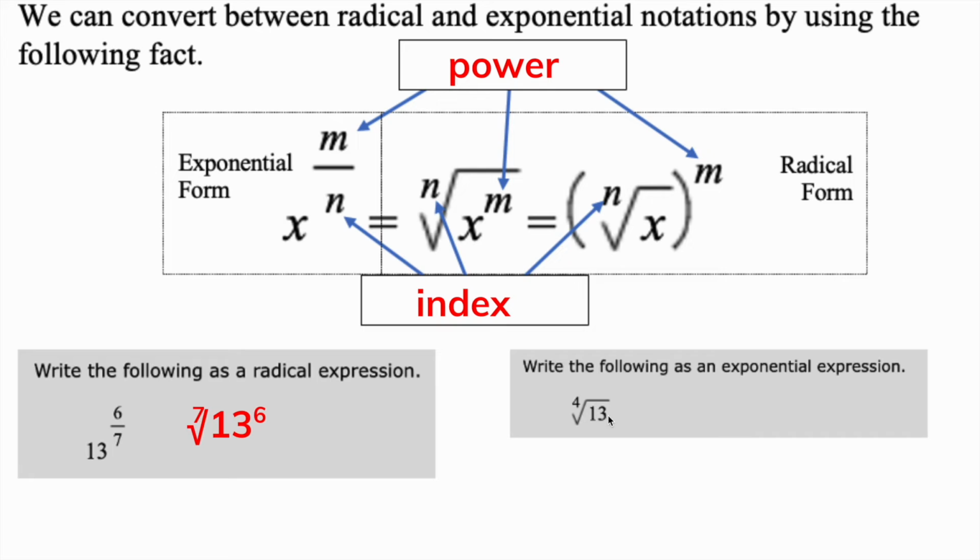And now for the second one, I'm going to take it from radical form and put it in exponential form. So now I have an index of 4. That's the root I'm taking. That's going to be my denominator. And I don't see any exponent, which means it's a 1. Okay, so there's always going to be something on top of the fraction. You're not just going to leave it blank. So there is a 1 there. So I'm going to have 13 to the 1 power, and it's the 4th root. Okay, so that's just converting back and forth.